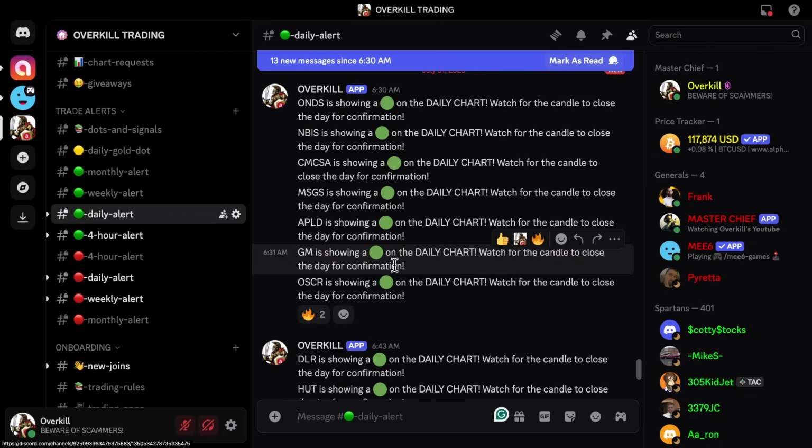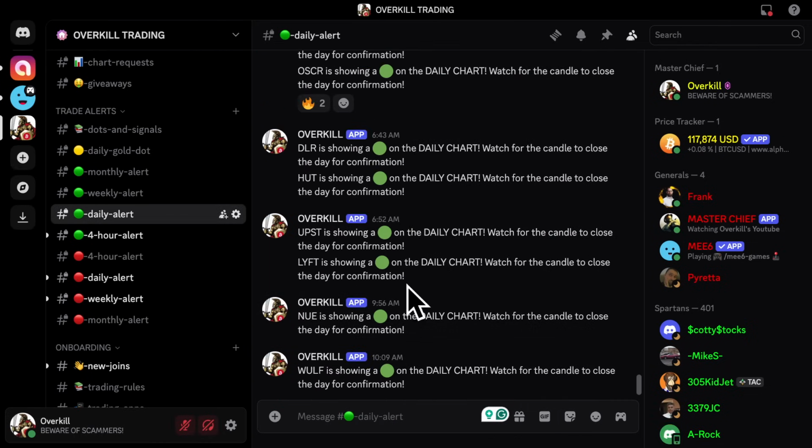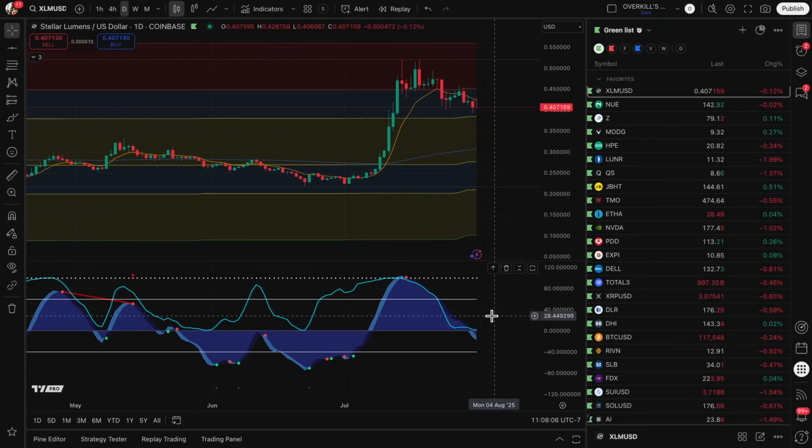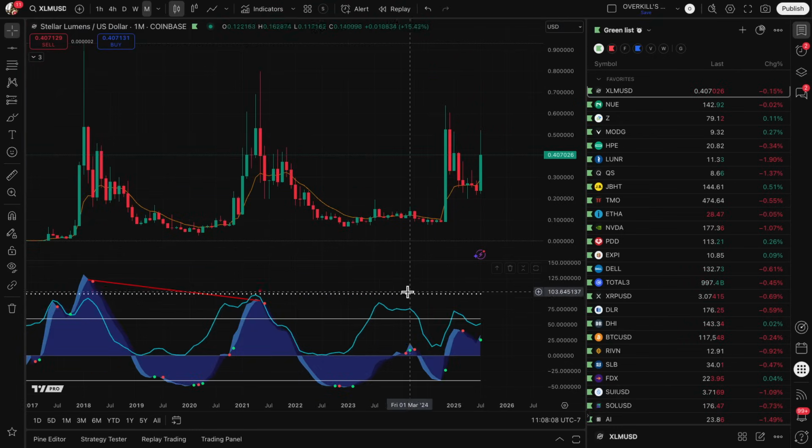And again, we call those alerts out over here inside the Discord, the daily alerts. So the daily and the 4-hour alerts with our strategy, because we only care about these if the dot is green on the monthly, right? We don't care about a daily green dot if the monthly chart is red. But when it's green on the monthly, we're looking for the daily.